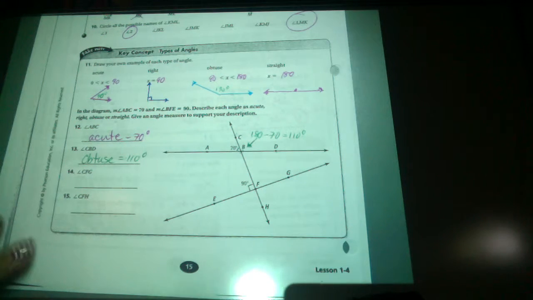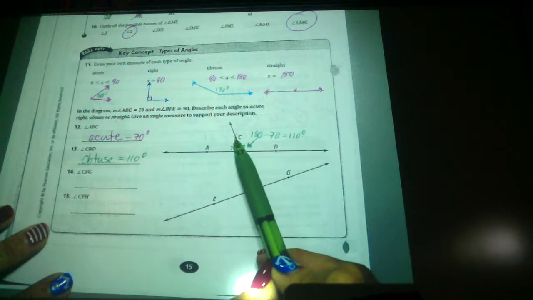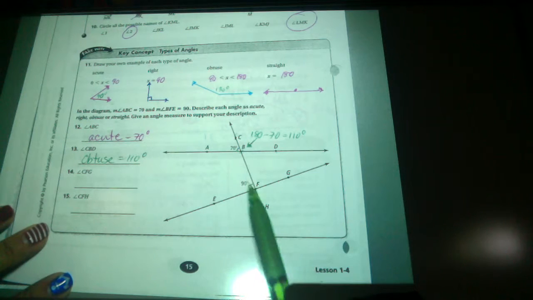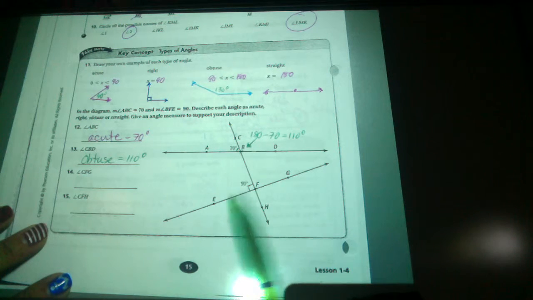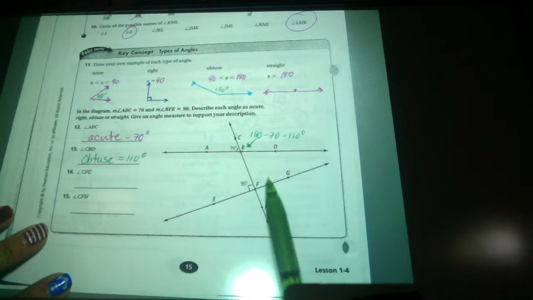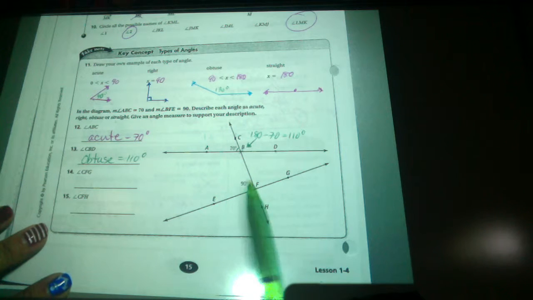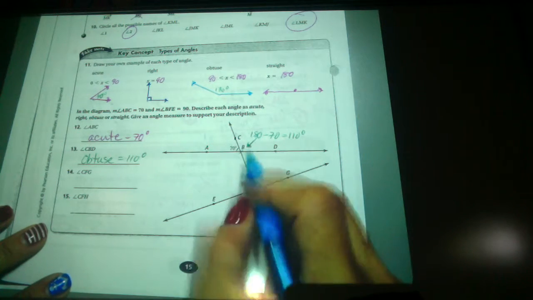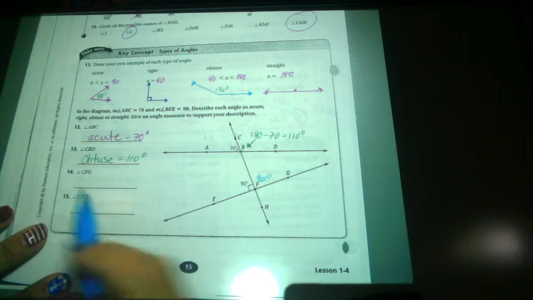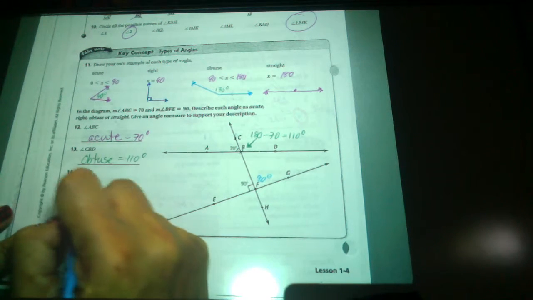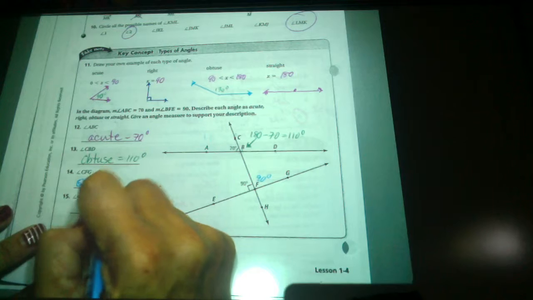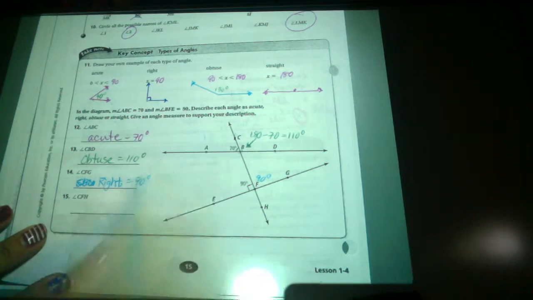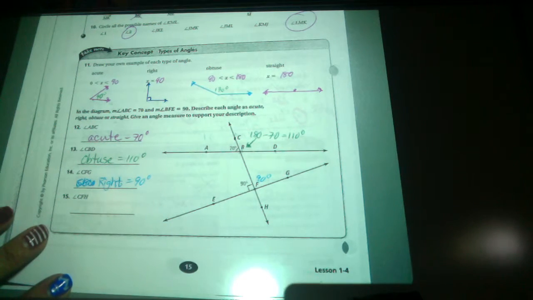Then for CFG, from C to F to G. So now we're all the way down here. What's the angle that's next to it? 90. Don't these 2 make a straight angle also? So if this one's 90, isn't this one what? 90 as well. And so I know that this is 90 degrees. So that angle is straight. Oh no, sorry. Wrong. How about right? And that's 90 degrees as well.